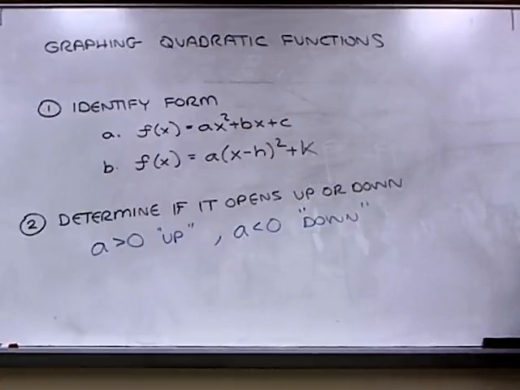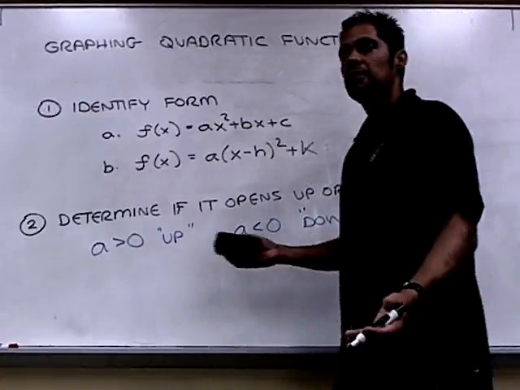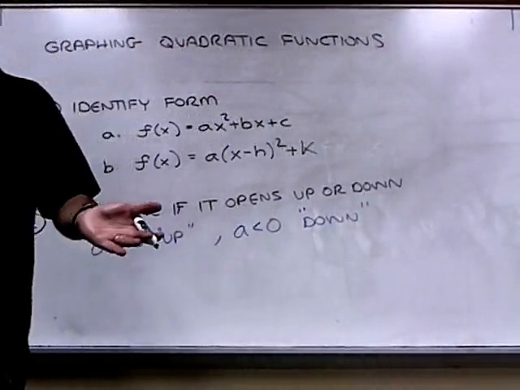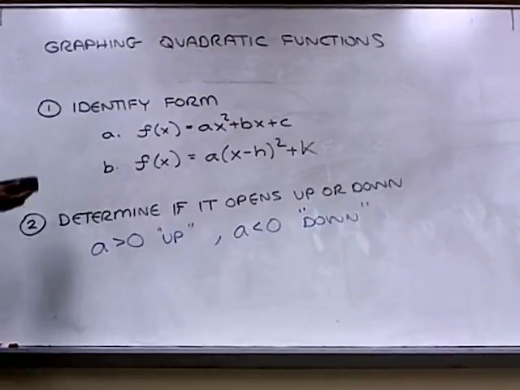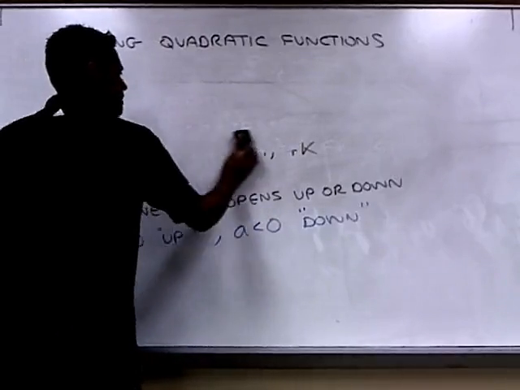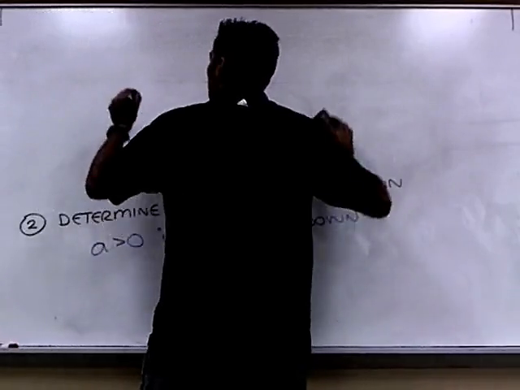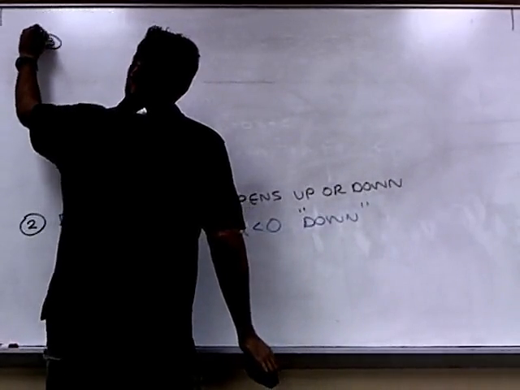What other things are we going to need? Well, how about the vertex? Every parabola has a vertex, doesn't it? Yes? So let's let that be our next step, trying to find the vertex. So step 3, find the vertex.